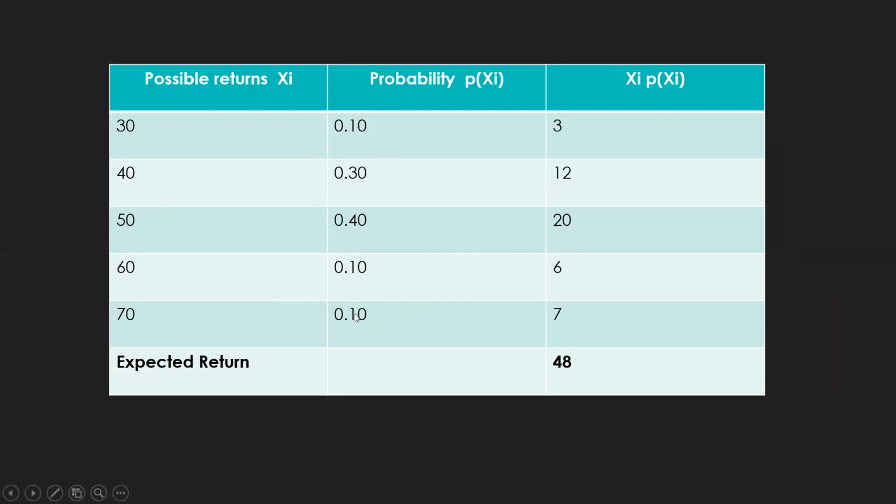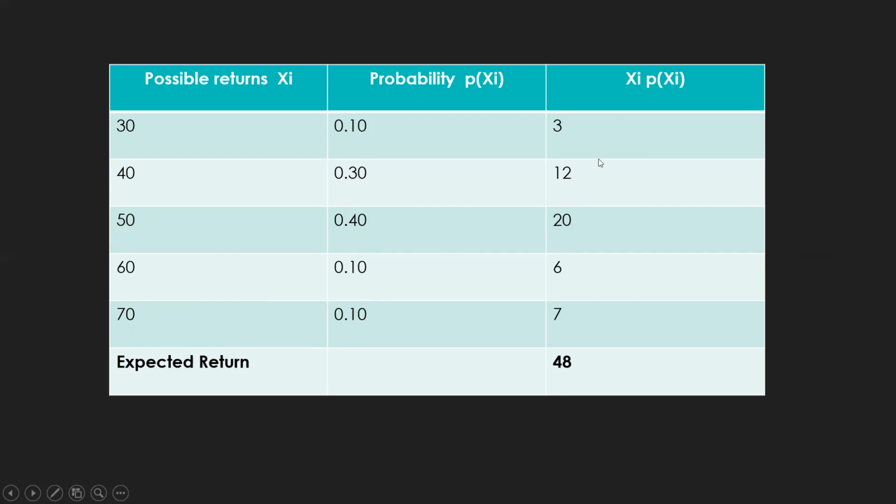In this particular case, let's assume that the probabilities are 0.10, 0.30, 0.40, 0.10, and 0.10. Always note that when you add up these probability values, the total that you get will be 1. That is, 0.10 plus 0.30 is 0.40, plus 0.40 gives you 0.80, plus 0.10 plus 0.10 will give you 1.00, which is nothing but 1.